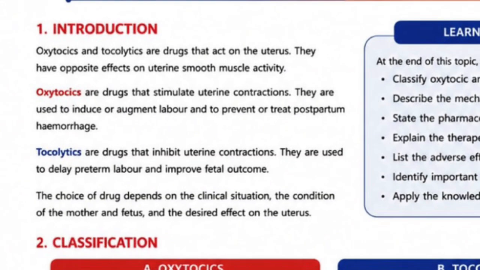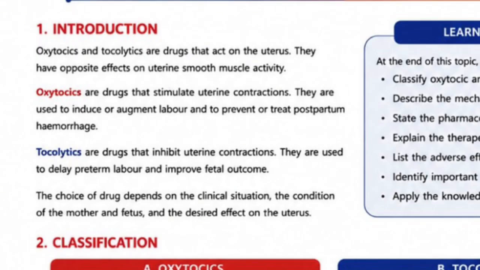So remember, today we are doing oxytocic and tocolytic medication, which are drugs that act on the uterus. So again, oxytocic and tocolytic medication, drugs that act on the uterus. They are opposites: oxytocic is an agonist, while tocolytic is an antagonist. Oxytocic is an agonist which acts on the uterus to provide contraction, while tocolytic counters the oxytocic and does inhibition. So if oxytocic is doing contraction of the uterus, tocolytic is preventing it.